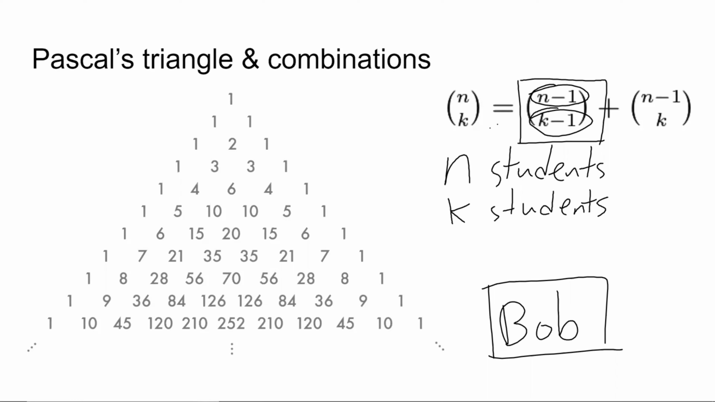What this means is that we have already chosen Bob to go to the principal's office. And out of the rest of the people in the class, out of the other n-1 people in the class, we're trying to choose k-1 more students to join Bob in the principal's office. Does everyone get that? Okay, good. So can someone explain what n-1 choose k means?